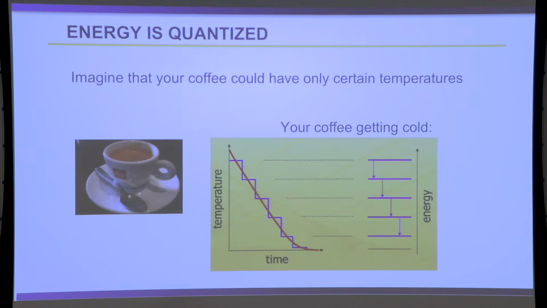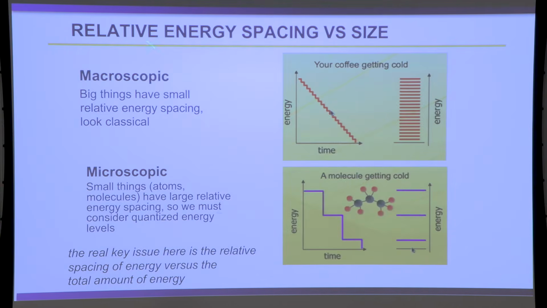So this is the overall idea. At the macroscopic level, when you have big things, there are a lot of atoms included. What you see here, your coffee getting cold, still has this staircase, but you're looking at a different scale, macroscopic, and then it will look eventually like a line. But if you dive into the microscopic world, where we are dealing with atoms and molecules, then energy is like this. It's a staircase, and you have these energy levels that you need to take into account.